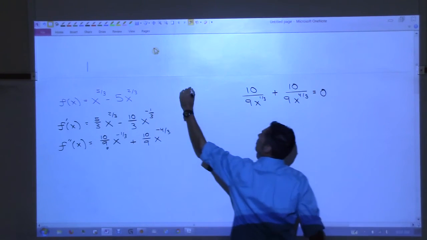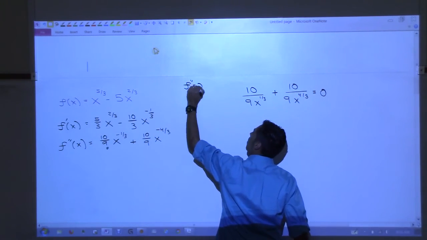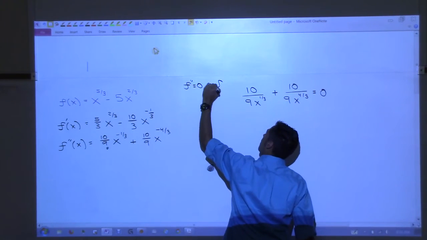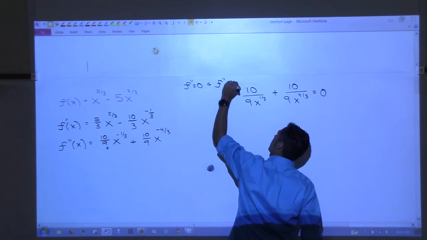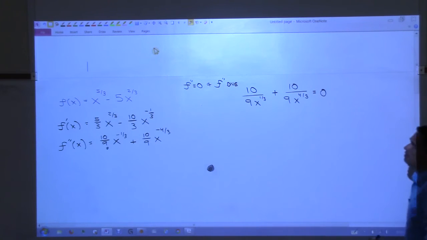So what I'm doing right now is setting the second derivative equal to 0, and I am trying to figure out where the second derivative doesn't exist. That's what I'm trying to do right now. So first I'm setting it to 0. I rewrite it.